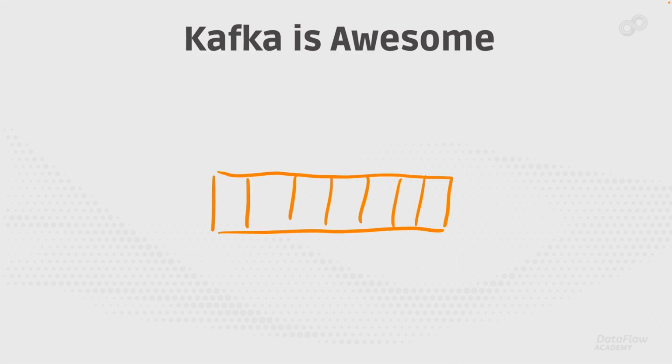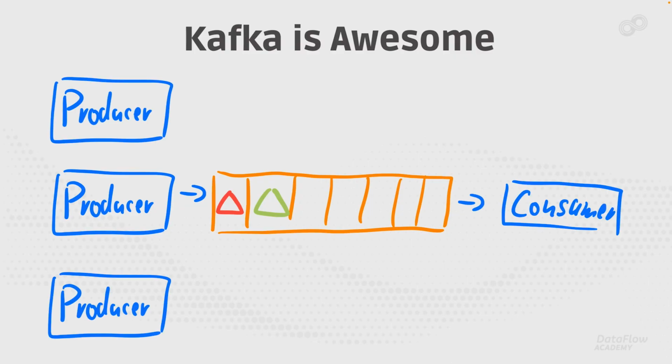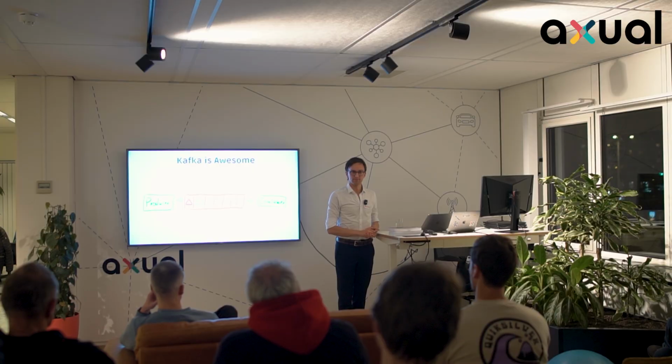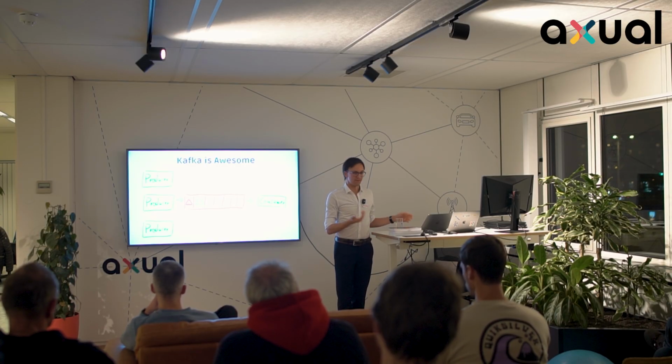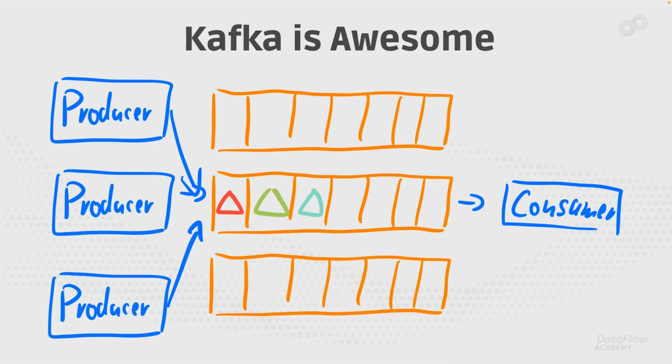What is the log? The log is one of the easiest data structures. You can put messages in using, in the Kafka world, what we call producers. Put messages in, 1, 2, and we have a consumer, and the consumer reads the messages from the beginning to the end. We can have multiple producers, and they can all produce messages into the log.